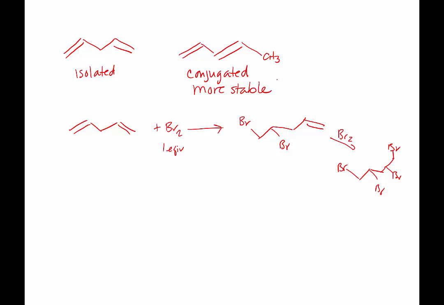Now we know that by simply doing some basic calorimetry experiments, by measuring heats of reaction. So far I haven't really talked about how we do that, but how did I know that a more substituted double bond was more stable? How do I know that a conjugated double bond is more stable? It's relatively easy to do.